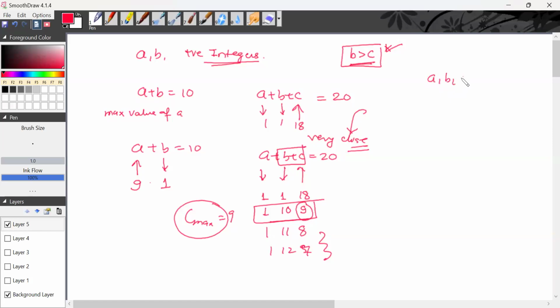Now suppose A, B and C are non-negative integers. Now we have A plus B plus C is equal to 100. Or it could be a bigger number, but I'm taking a smaller one. Say this is equal to 20 again. The condition is that A is greater than or equal to B, B is greater than or equal to C. This is the condition given, right? Now we have to get the maximum value of C. Can you do it?